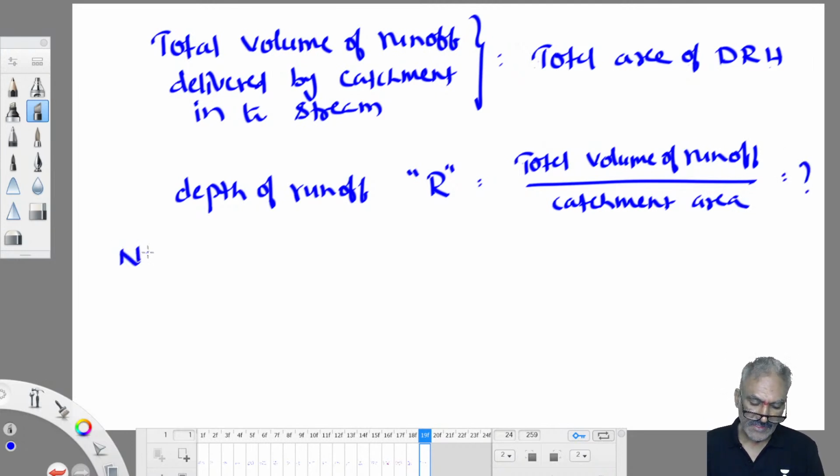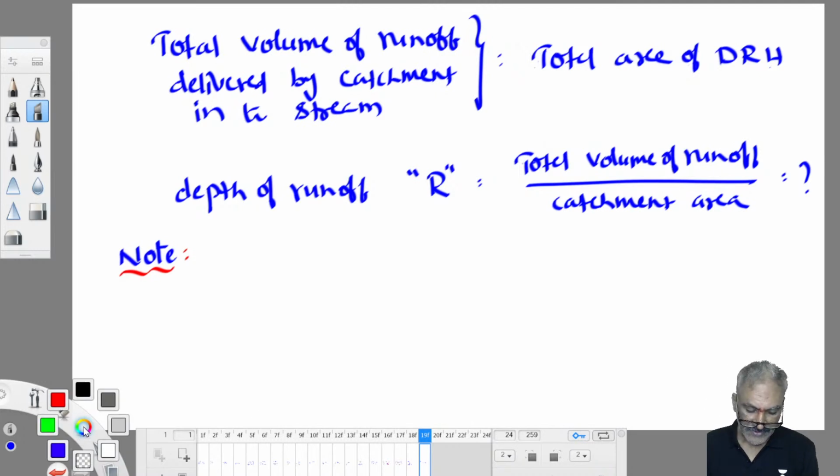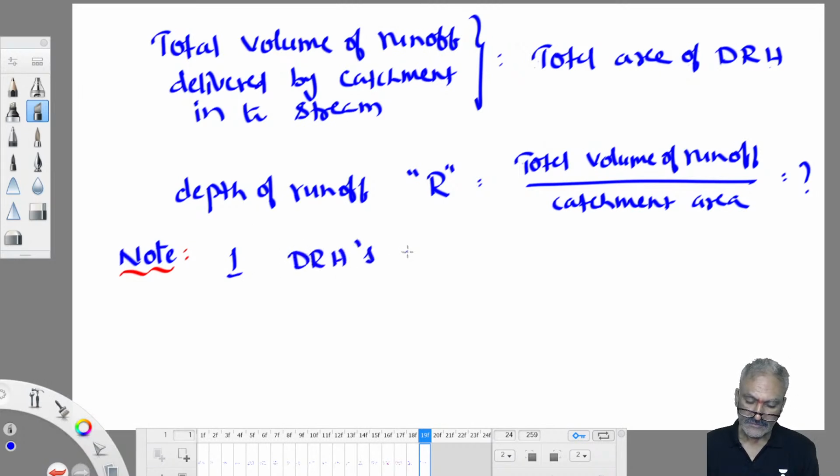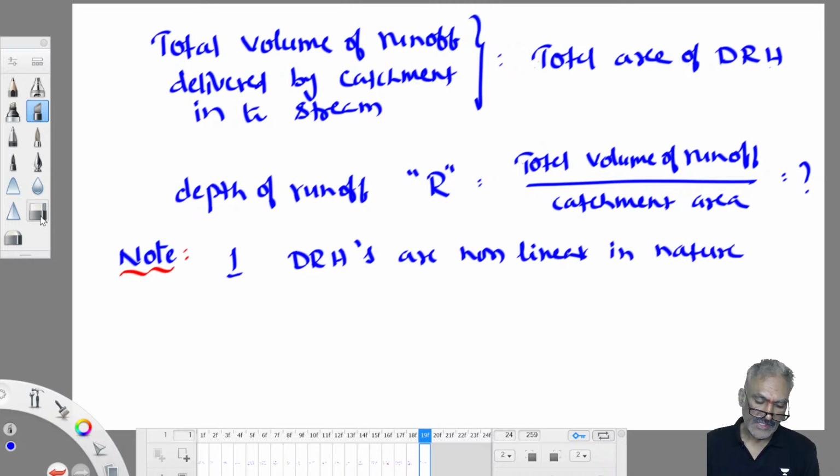But most of the times it is non-linear in nature. Therefore, to make your life simple and easy in exam, direct runoff hydrograph is taken in the form of a triangle, or in the form of a trapezoid, something like that. Note: direct runoff hydrographs are non-linear in nature. Therefore, measuring area under the curve is difficult. That is note 1.